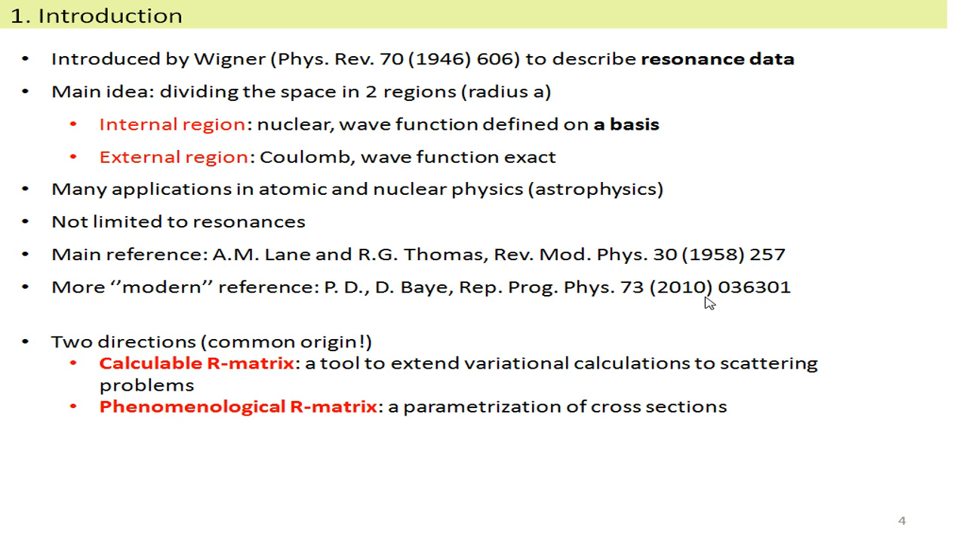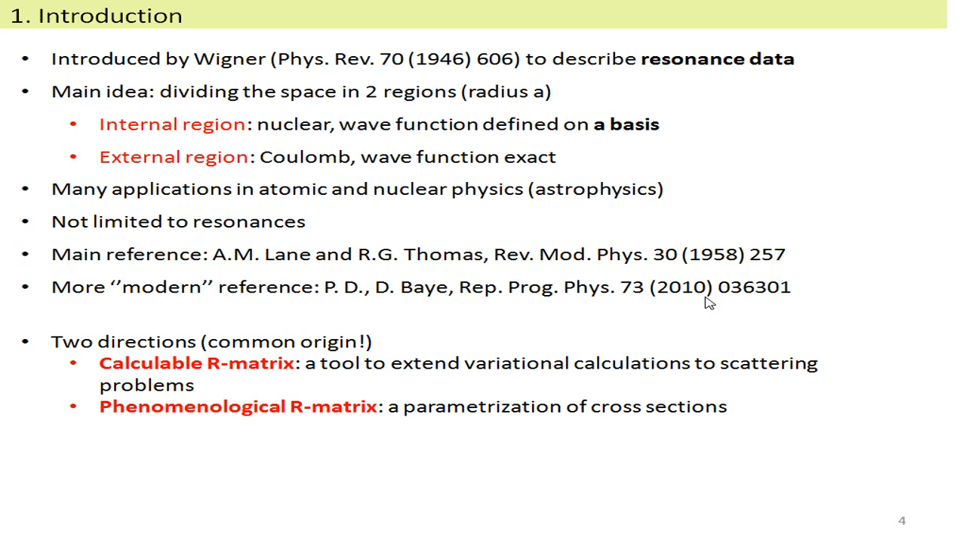And in fact, there are many applications in atomic physics. Most of the developments of the R-matrix have been done in atomic physics. There are also applications, of course, in nuclear physics. And for a long time, the main reference was Lane and Thomas in Reviews of Modern Physics, 1958. It's a very big paper which contains almost everything you want to know about the R-matrix. But if you know about the R-matrix, it's very fine. But if you don't know, then it may be hard to read.